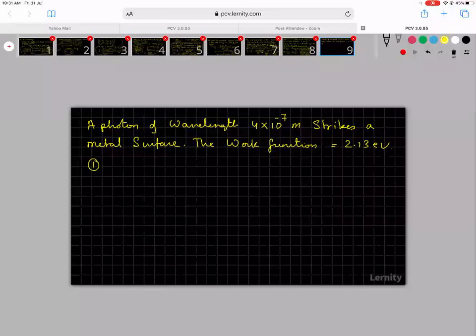First question, or only one question, what is the energy and velocity of the electron? Okay. So this is a question again based on photoelectric effect. A photon of wavelength 4 into 10 power minus 7 meters strikes a metal surface. The work function is equal to 2.13 electron volt. What is the energy and velocity of the electron?